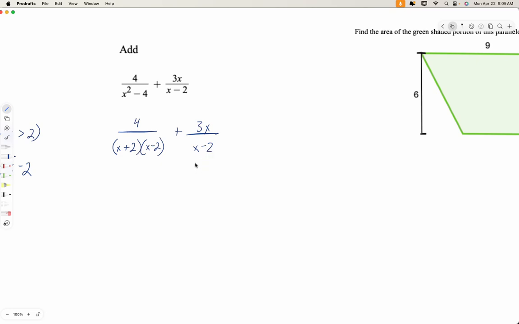To get a common denominator, we have to take all of the elements under all of the terms. That means our common denominator is x plus 2 times x minus 2. So we have to multiply everything by that common denominator, right? Our common denominator is x plus 2, x minus 2. So if I multiply everything by x plus 2, x minus 2, right?